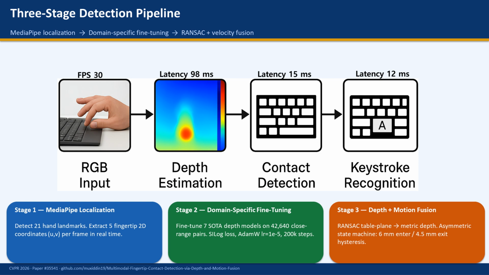Our 3-stage pipeline runs at 30 frames per second with 98 milliseconds total latency. Stage 1. MediaPipe extracts 5 fingertip coordinates per frame. Stage 2. Our fine-tuned depth model estimates metric depth per fingertip, back projected into 3-dimensional space and compared to the RANSAC-fitted table plane. Stage 3. A velocity-gated hysteresis state machine fuses depth with motion. Contact triggers at 4.5 millimeters with confirmed downward velocity and releases at 6.0 millimeters, preventing boundary oscillations.